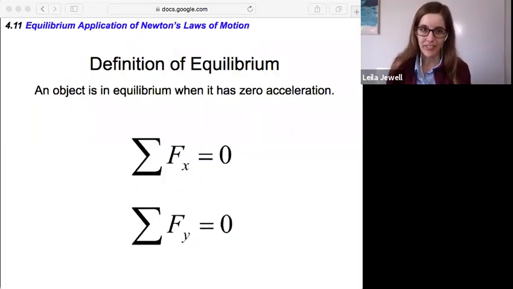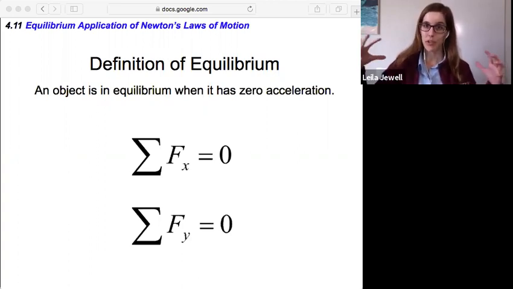Section 4.11, equilibrium application of Newton's laws of motion. So this is where we're going to start pulling everything together, this section and the next section. And this is the meat of this chapter. I know we've seen a lot, but it's going to be nice to bring it together.